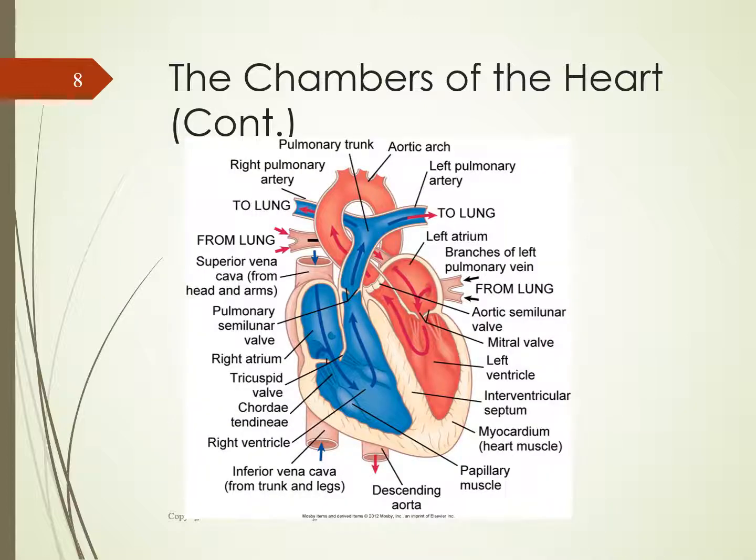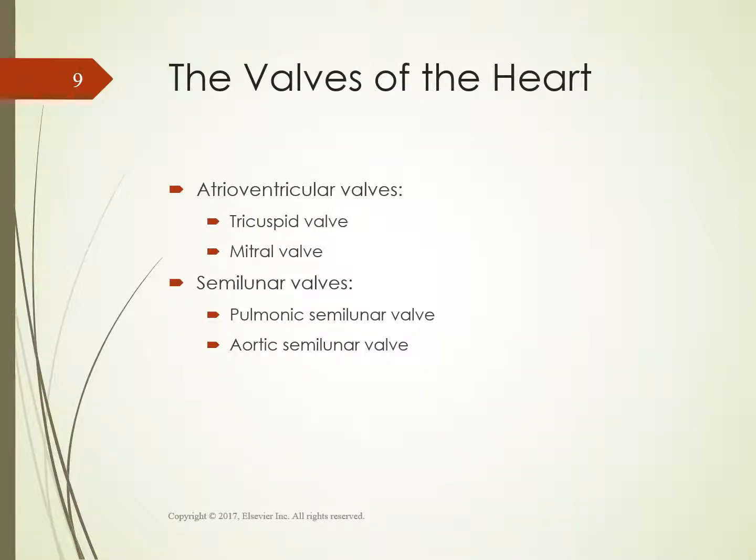This is just a really nice detailed picture of all the chambers and where the valves are and the arteries in the heart and the veins. So when we're talking about the atrioventricular valves, we're talking about the tricuspid valve and the mitral valve. And then we're talking about the pulmonic and the aortic valves.